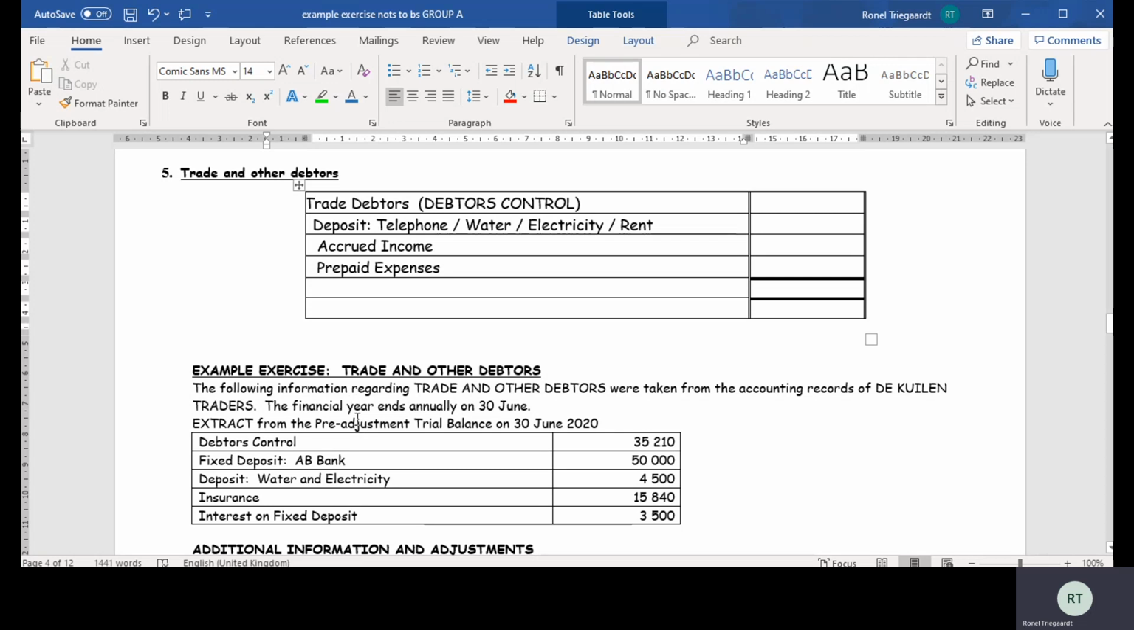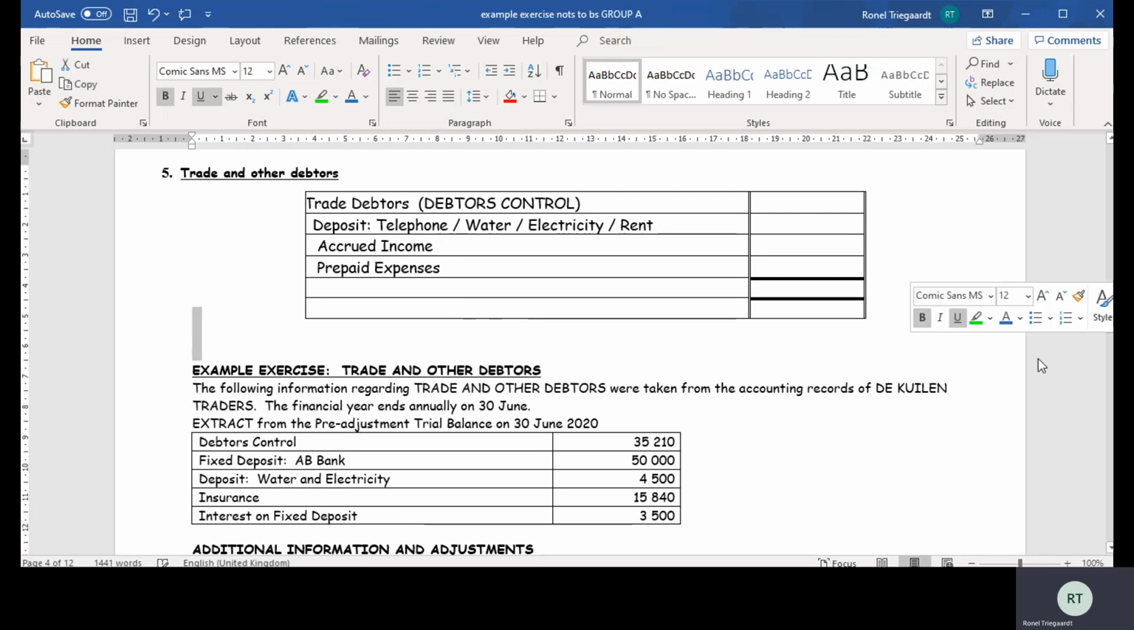So obviously now we will have to do adjustments regarding debtors, an income that we must still receive, an expense we've paid in advance. So obviously, an income that we still have to receive will most probably be rent or the fixed interest on the fixed deposit. A prepaid expense will probably be insurance or advertising, because those normally are your prepaid expenses. So let's have a look here.